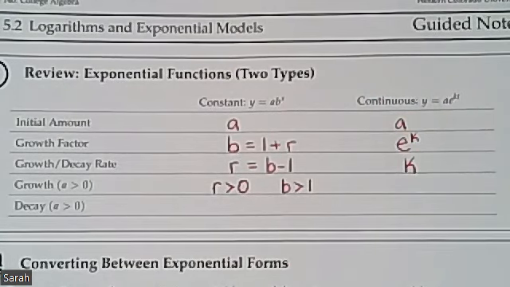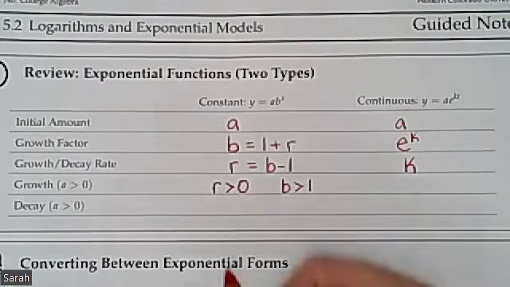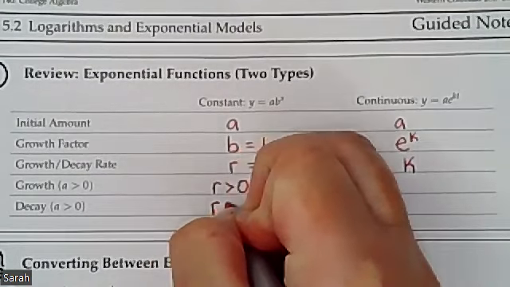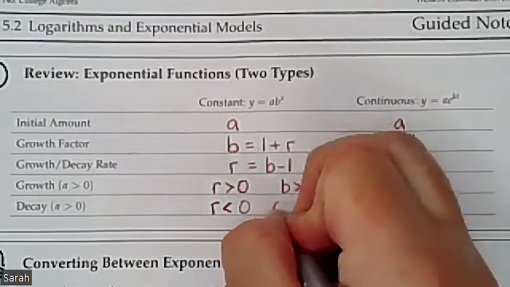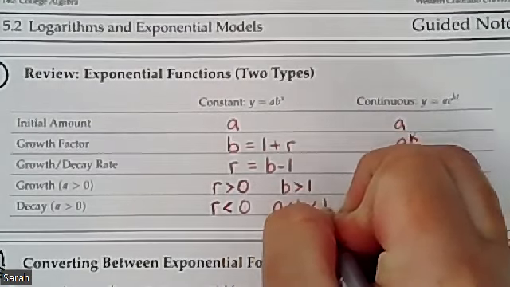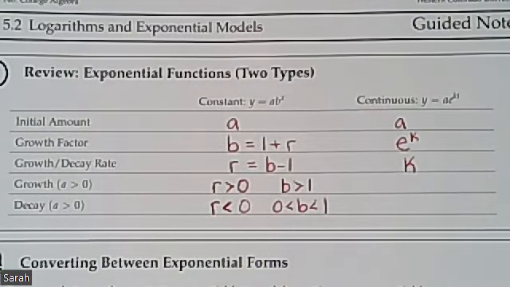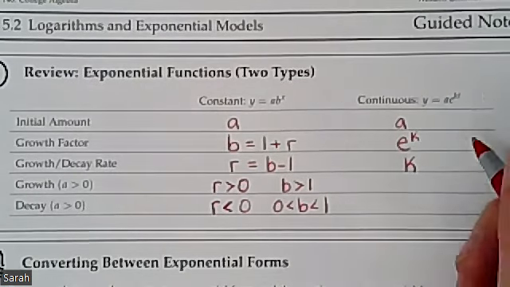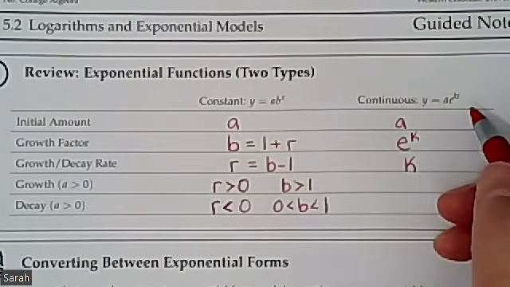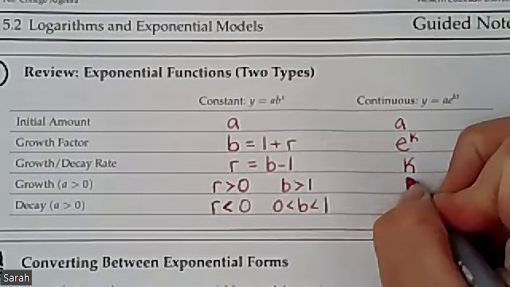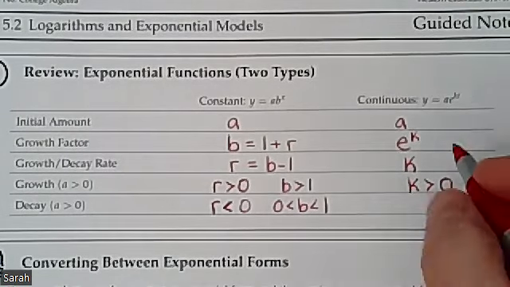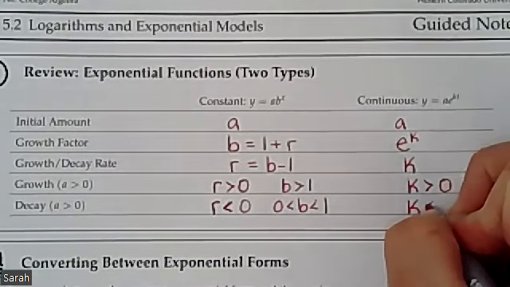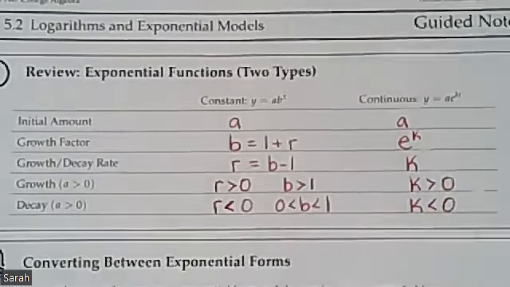Okay, and then conversely, if we're looking for where it's decaying, that would be where r is less than 0. So we have a negative value for our growth rate. And what that does is it means that b is going to end up somewhere between 0 and 1. So if b is between 0 and 1, then we know that our function is decreasing or decaying. And then in terms of our continuous one, y equals ae to the kt, it's growing if k is positive. So if k is greater than 0, our exponent is positive, and then it'll be decaying or decreasing if k is less than 0 or negative.